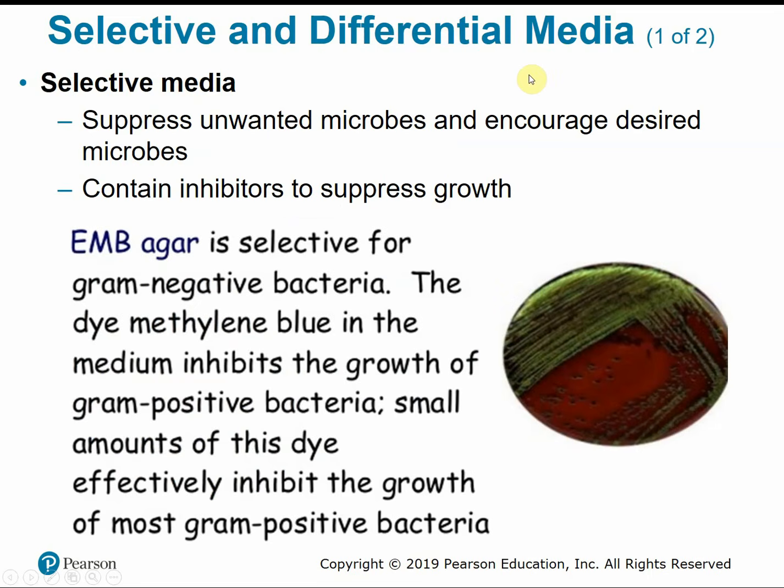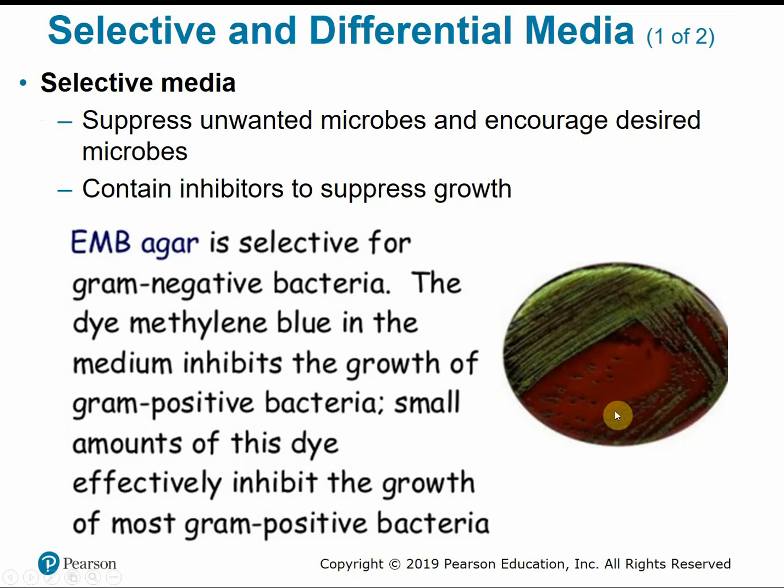We can use different types of culture media to select for the growth of certain bacteria or to help differentiate between different bacteria. Selective media, think of in terms of natural selection. So the natural selection of this media is going to suppress or select against the microbes that we don't want, and it's going to encourage the microbes that we do want. So sometimes these will contain certain chemicals that inhibit or suppress growth of every other type of organism.